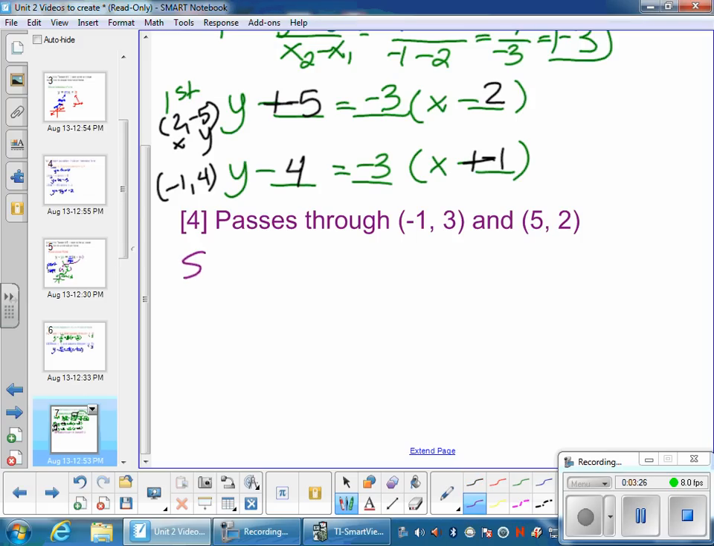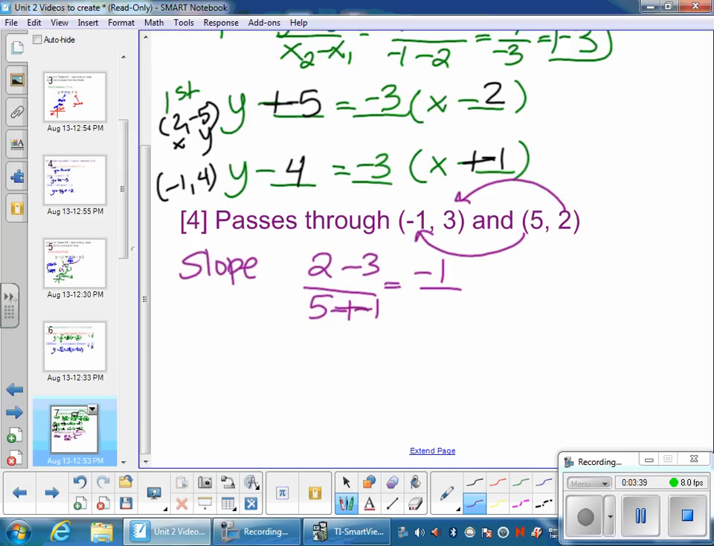So the first thing you need to do is find your slope. It's going to be 2 minus 3 over 5 minus a -1. So I get 2 minus 3 is -1. 5 plus 1 is 6, so it's -1/6. So write your first equation and your second equation. The first equation, I'm going to use the point -1, 3. Second equation, I'm going to use the point 5, 2.